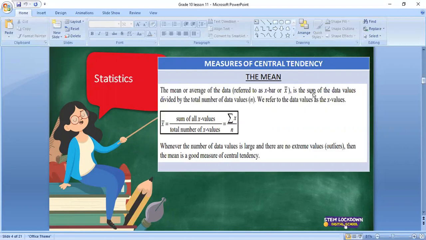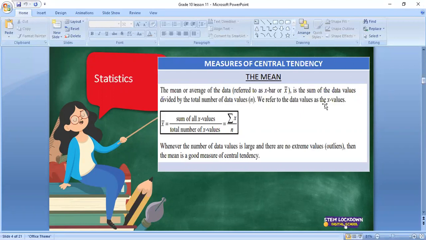So what does it mean? It's the sum of the data values divided by the total number of values in the data. Meaning to find the mean of the data, if you're given a list of data, you add them all together and divide by how many they are. That gives you the mean.